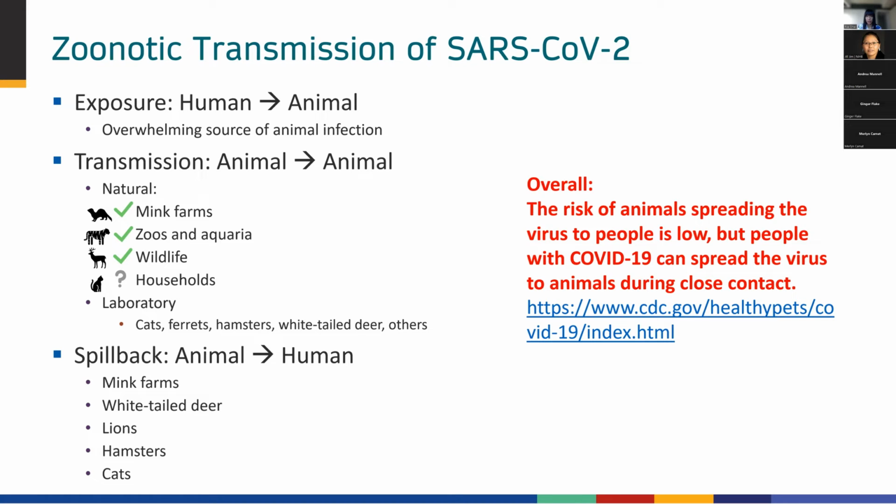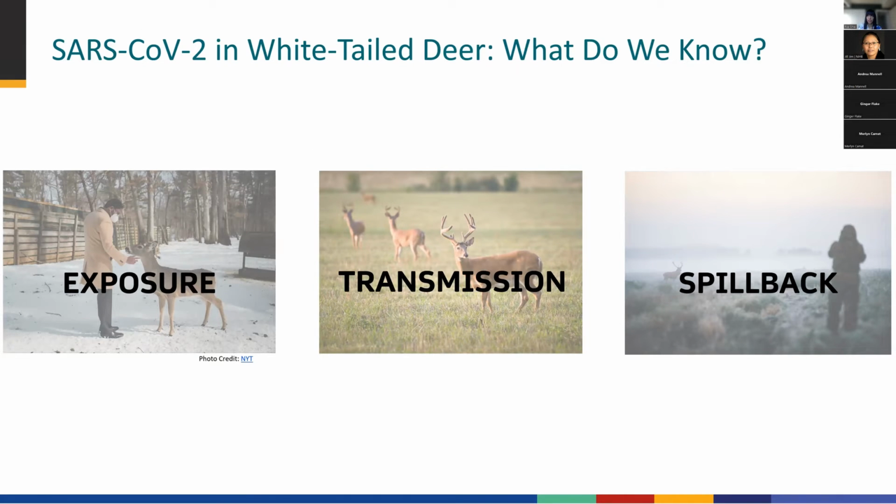And so with that, I wanted to talk a little bit more about one particular interface, which is free-ranging wildlife, and in particular, white-tailed deer. They have been the focus of most of our activities for the last 1.5 years. The reason being because it's the first wild population of animals that we've actually seen infected, and they're very capable of spreading infection. So I wanted to take a little bit of time and talk to you about what we know so far in terms of the exposure, transmission, as well as spillback.